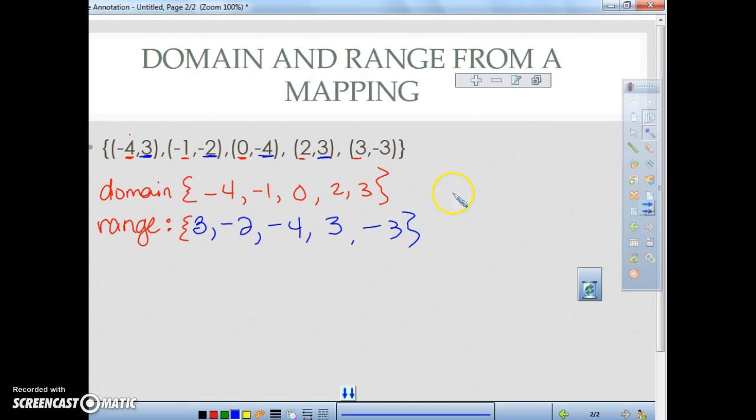And you guys did say it was a function? Why is it a function? Max. Right. None of the x's repeat. Every x is paired up exactly with one y.